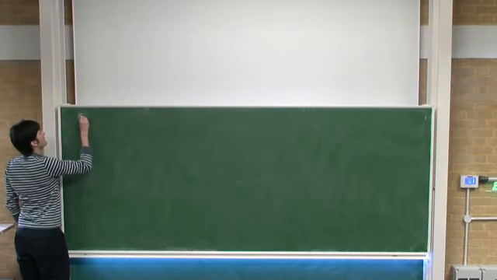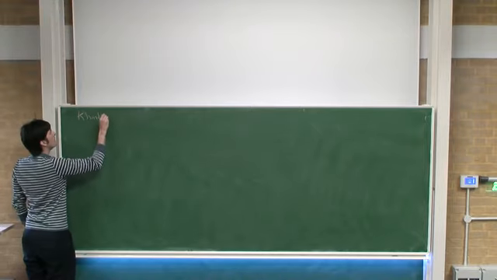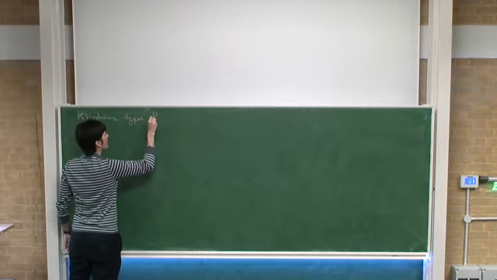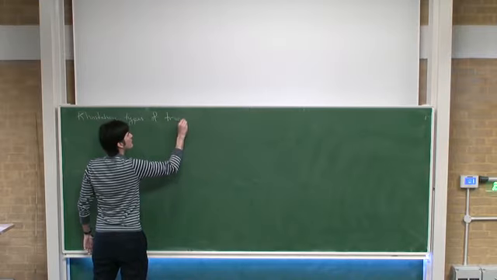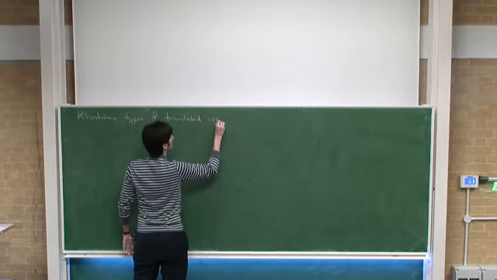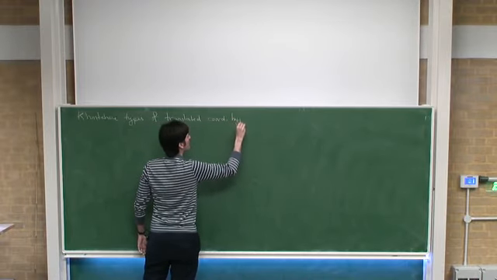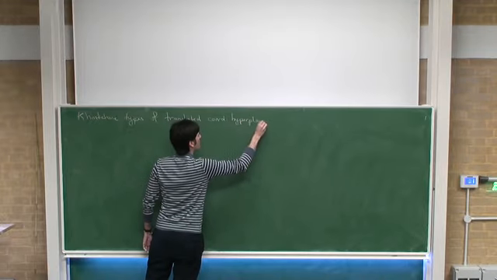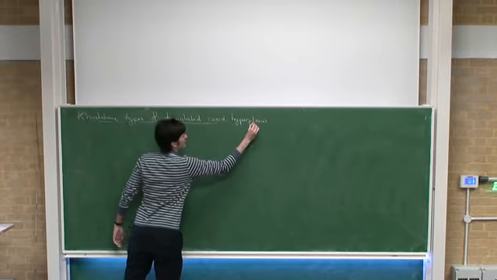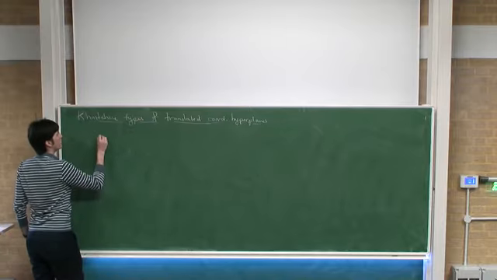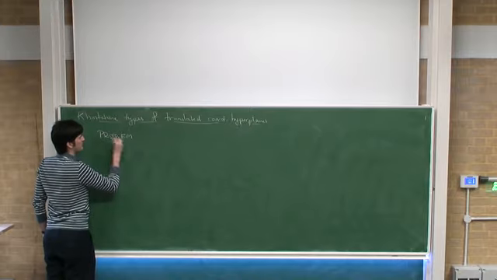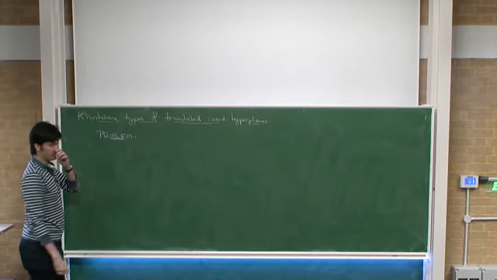So yes, the talk is called Khintchine types of translated hyperplanes, translated coordinate hyperplanes. And so I'll just vaguely say what the general problem is. Of course, this is a Diophantine approximations talk.